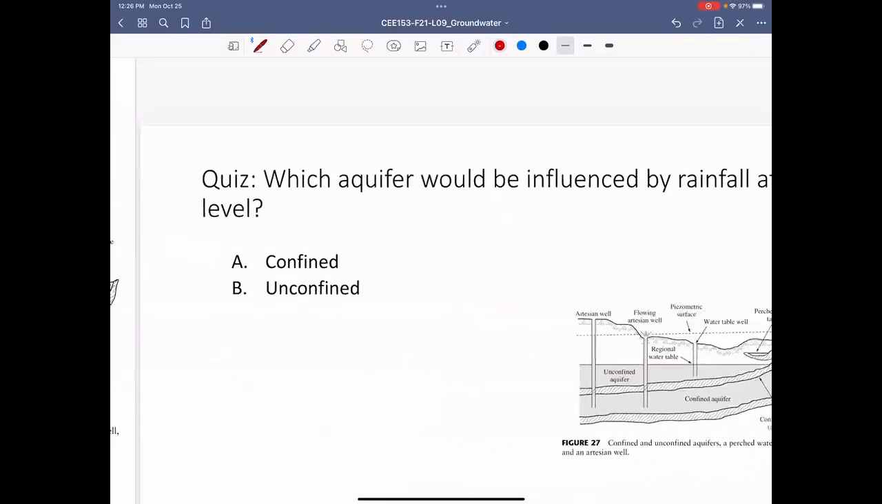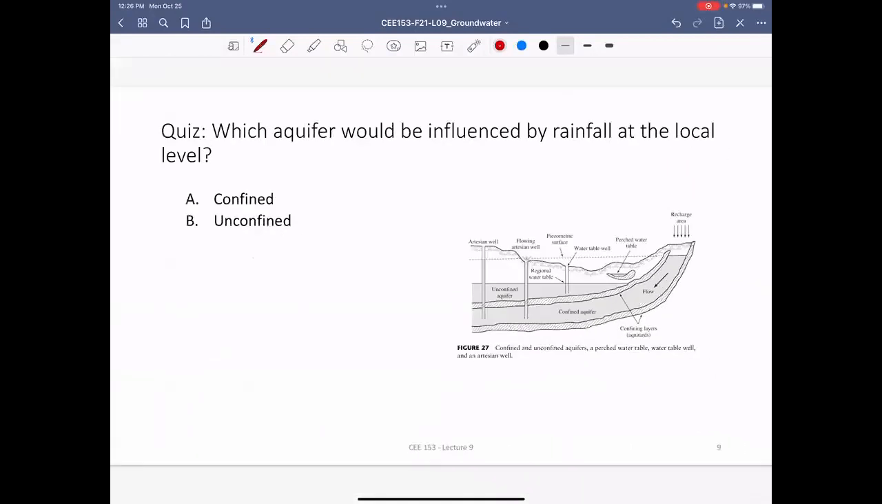So that's all. All right, now this is a quiz question, just based on what you learned. Which aquifer would be influenced by rainfall at the local level, unconfined or confined? Raise your hand if it is A. Now we can see nobody. What about B? Fantastic. See, very early you are all here listening to everything I say.